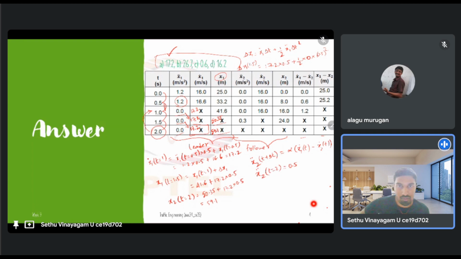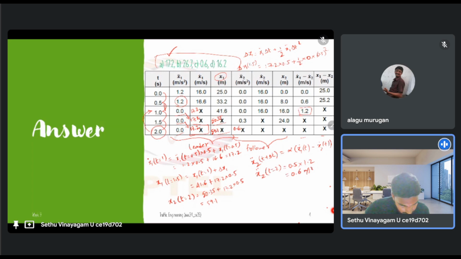So the response at time equal to 2 seconds: the sensitivity is 0.5, which is given to us. This is multiplied with the relative speed at time equal to 1 second, which is 1.2 meters per second. So this is 0.5 into 1.2, which is 0.6 meters per second squared. That is the response, the acceleration of the follower at time equal to 2 seconds, coming from the car following model. Now that we have the acceleration values, we can repeat whatever we did for the leader to get the speed and the position.